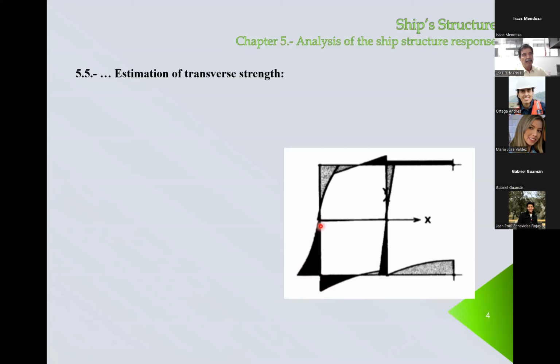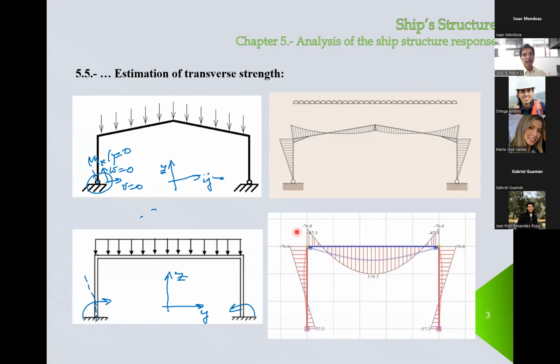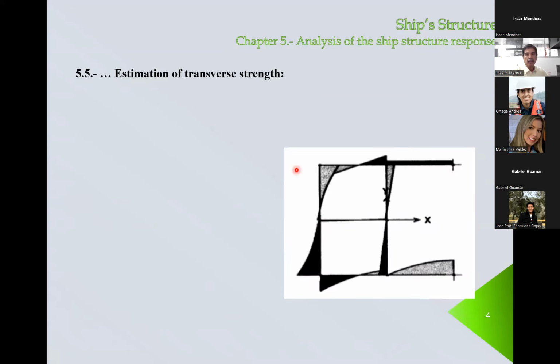Why do you have a variation here? It's quadratic, because on the side, there is some pressure. Here, there's no loading on the side, so you have a linear variation of bending moment. Here, you have a loading on the side because of the pressure from the water. So that's why you have a quadratic variation.